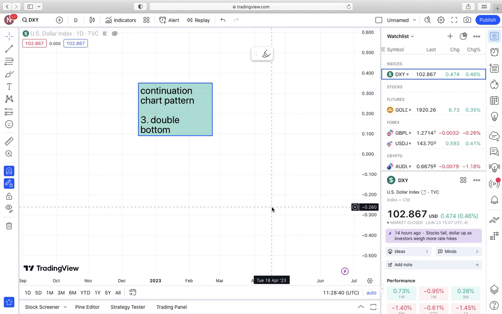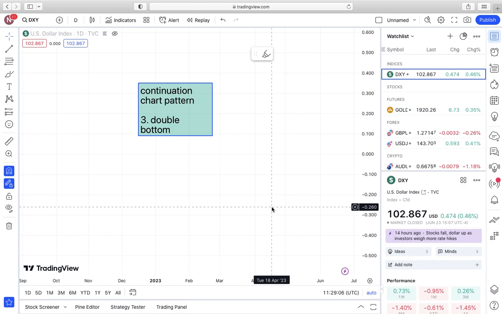This great lesson, and this is lesson 3 under the continuous chart pattern. We are going to talk about what we call double bottom. Double bottom is also an example of continuous chart pattern, which is very important in trading, and we are going to show you how to trade a double bottom. How do you trade a double bottom? There are 3 ways on how you can trade a double bottom.